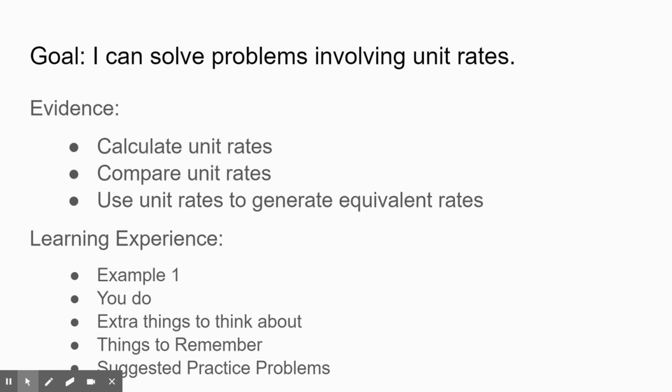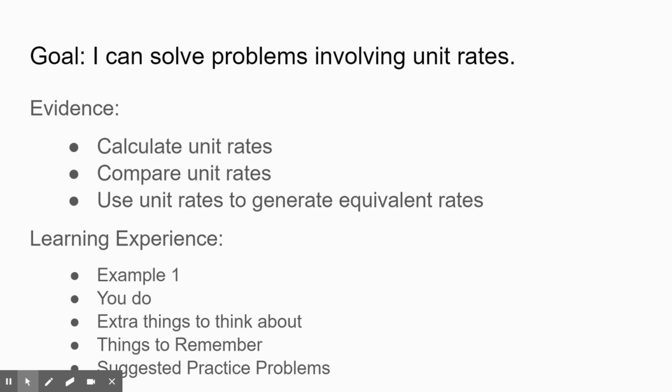Our goal in this video is I can solve problems involving unit rates. Evidence-wise, we are going to again calculate unit rates. Kind of been the theme for the last couple of episodes. And then you're going to compare unit rates as well. We might need to do that. That is a very real-life thing that you might have to do. You may also use unit rates to generate equivalent rates. We've practiced this a little bit in class, but we're going to continue doing so.